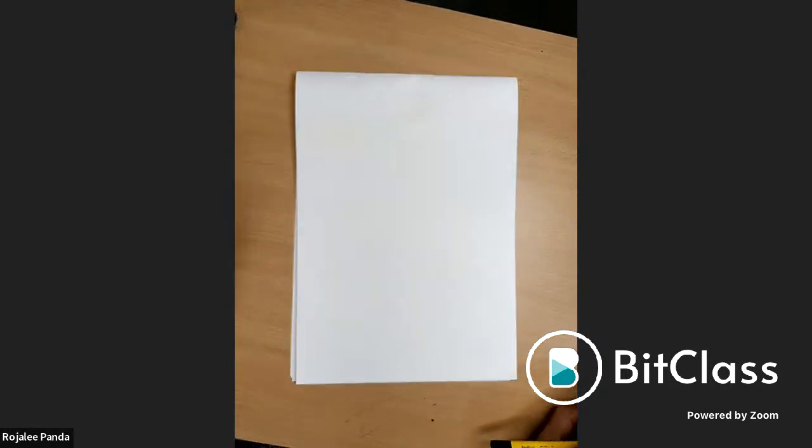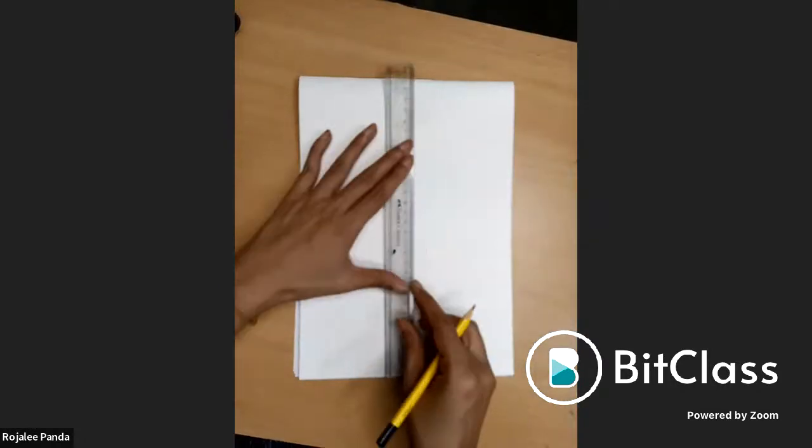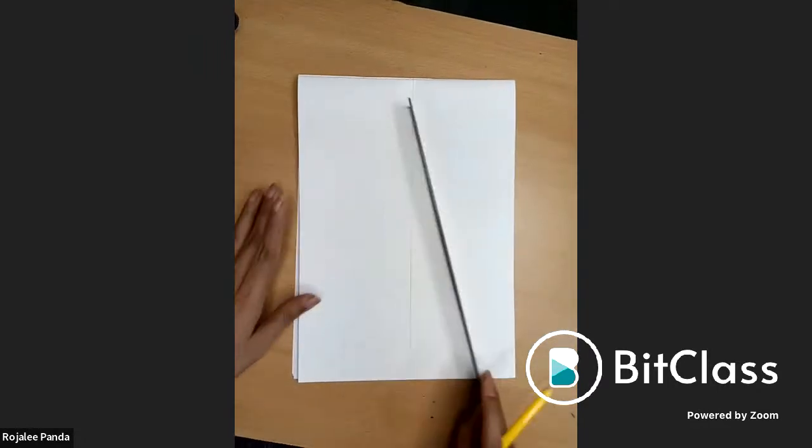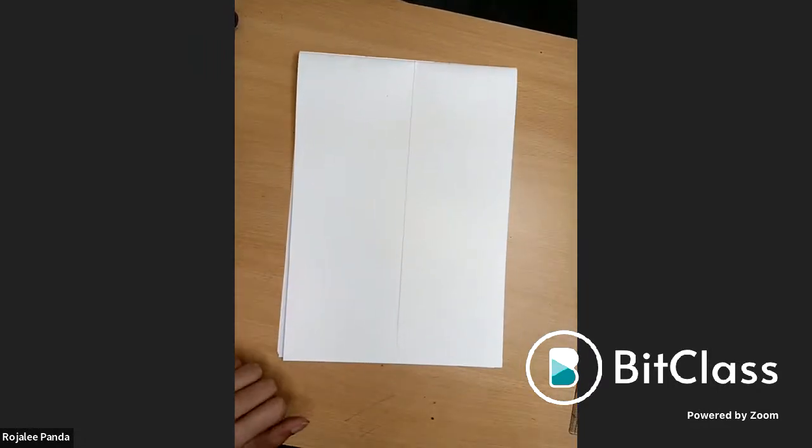Okay. And other than this, just take your ruler and divide your paper into two parts like this. Very lightly you have to do.